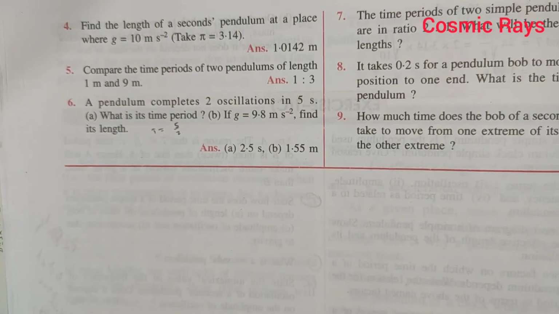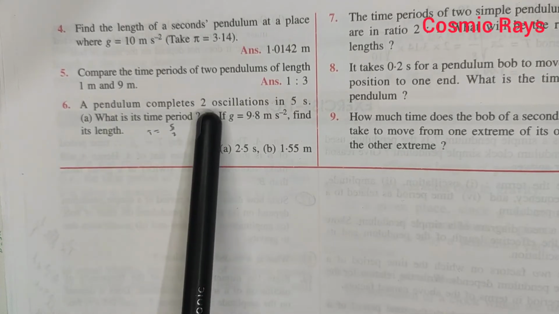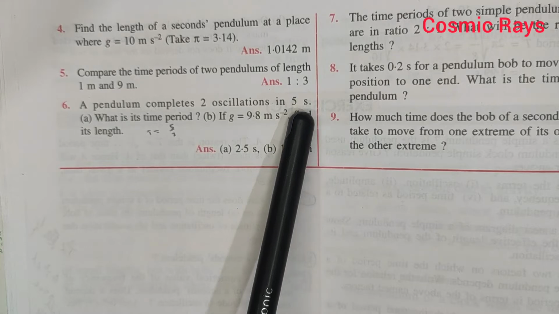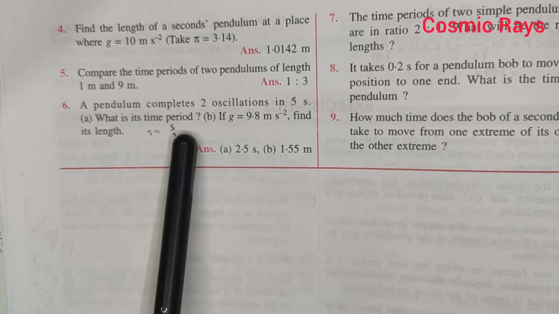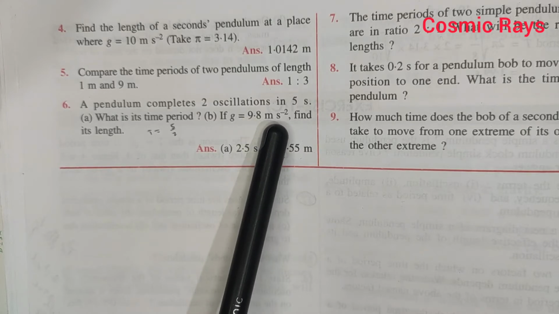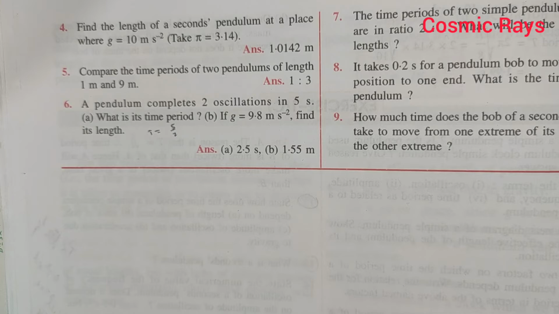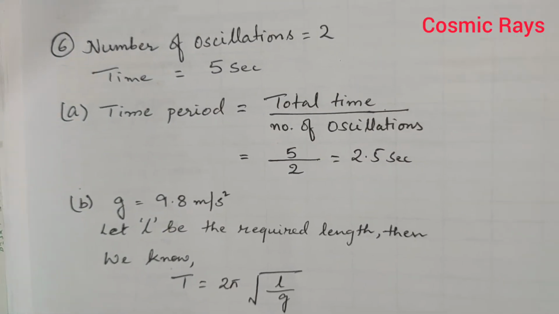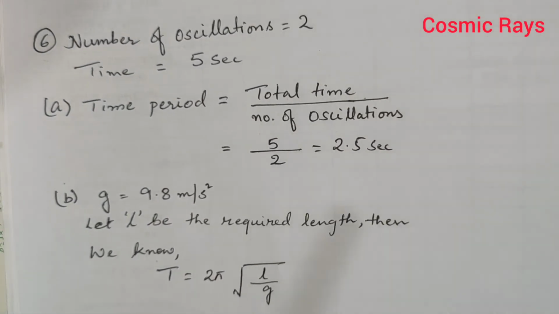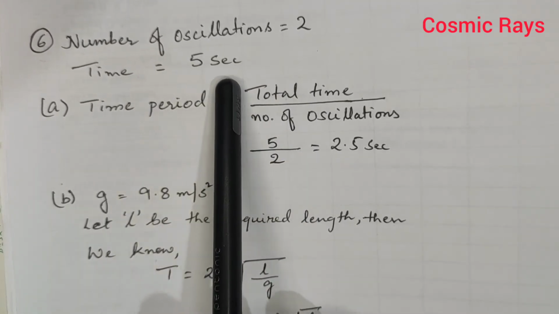Now question number 6 says a pendulum completes 2 oscillations in 5 seconds. What is its time period? And if g is equal to 9.8 meter per second square, we have to find its length. For this, we write the given things first. Number of oscillations is equal to 2. Time is equal to 5 seconds.